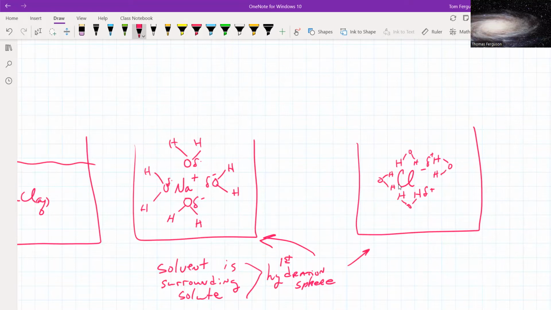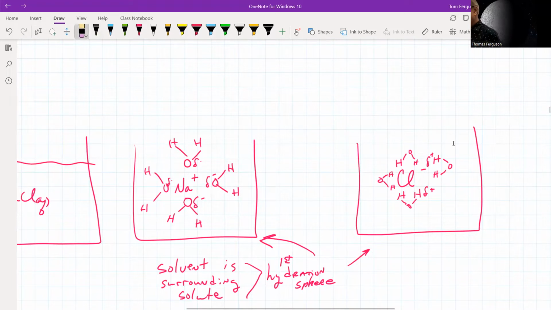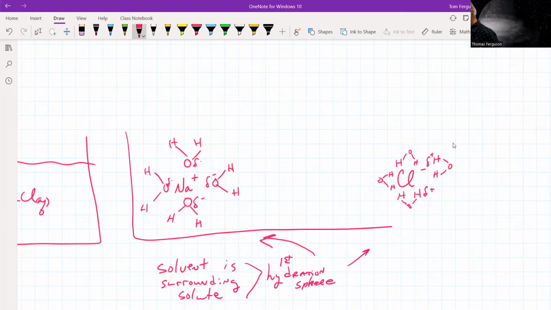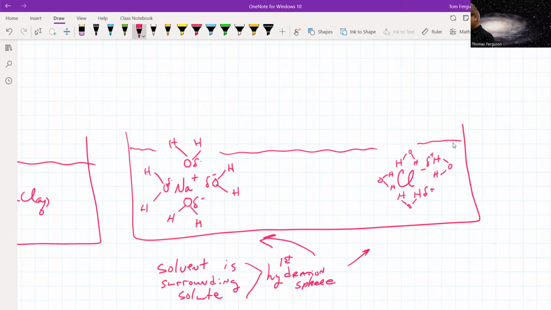So you've got two separate hydration spheres going on. And I should have drawn this as 2 containers. This is really 1 container. Let me modify that a little bit. So it's 1 container. So there's a salt crystal in water. You all know that water will dissolve the salt, okay?